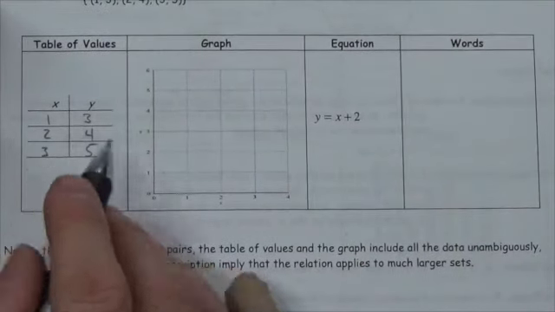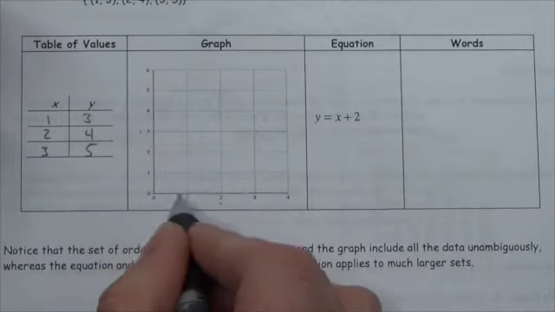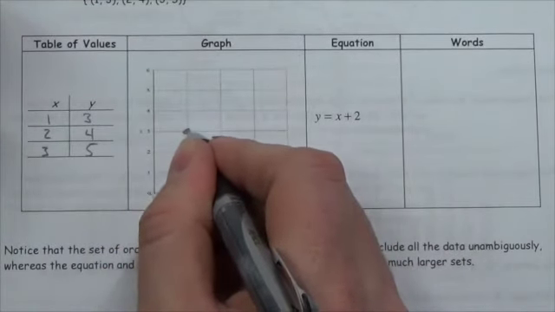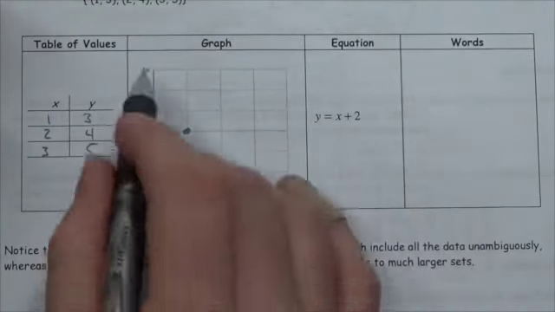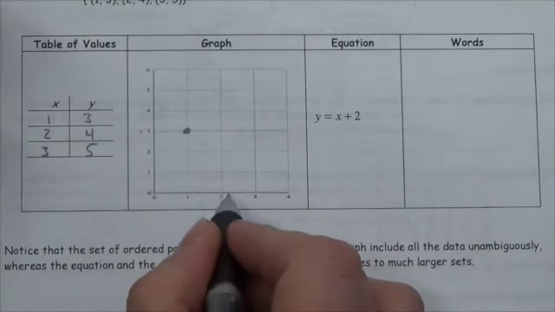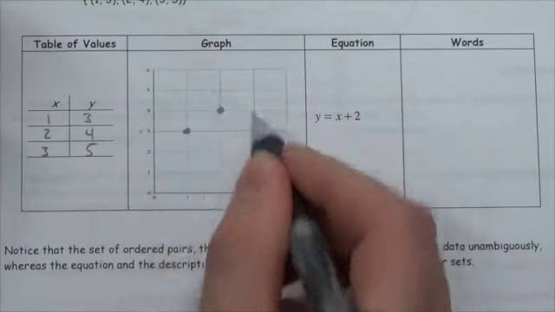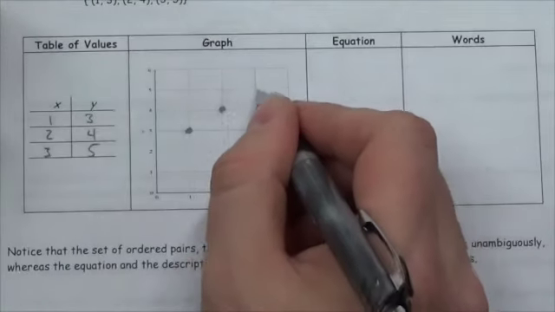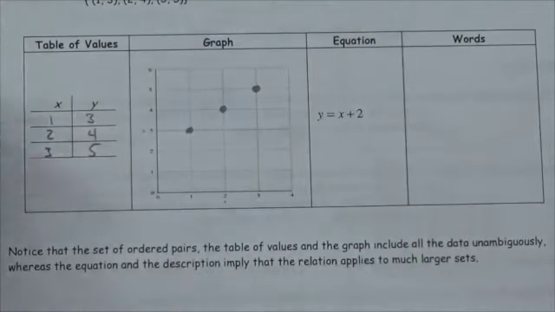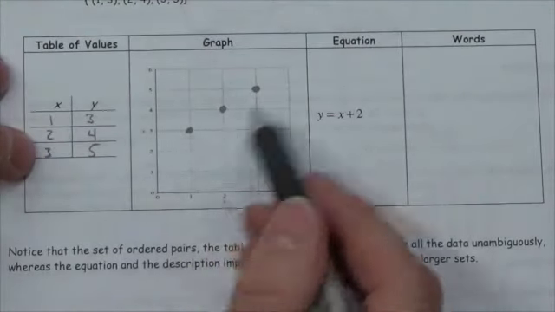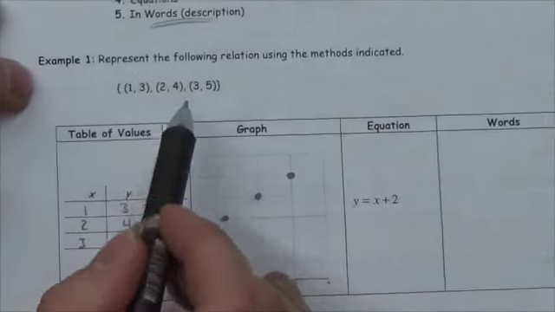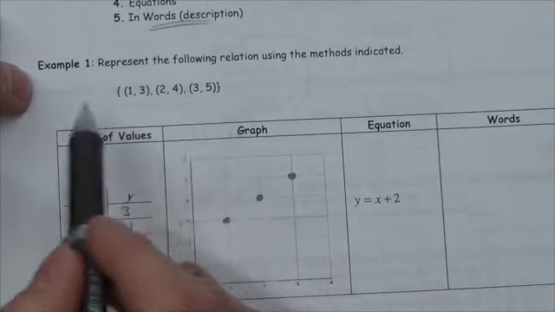So we've got the point (1, 3). Okay, so 1 horizontally, 3 vertically. Or I should say 1 in the x direction, 3 in the y direction, then (2, 4), and then (3, 5). Now you might be tempted at this point to want to connect the dots, but this is the relation. That's it.